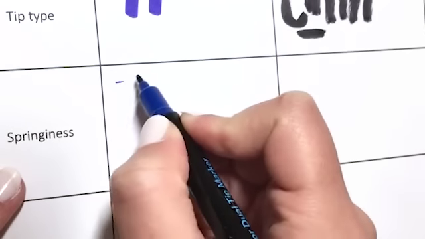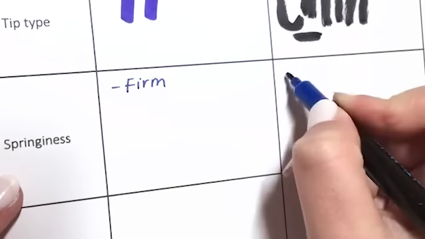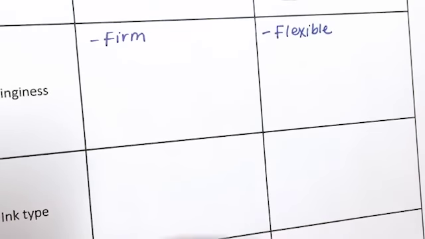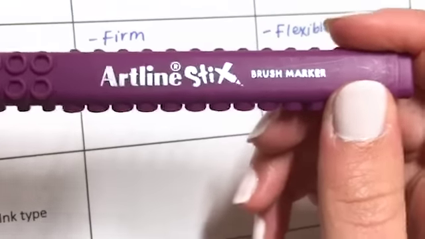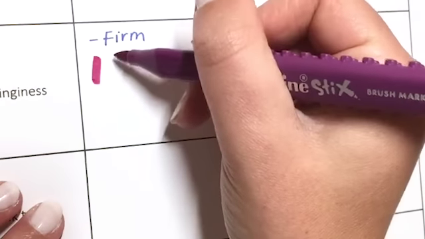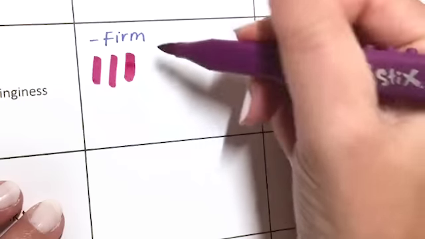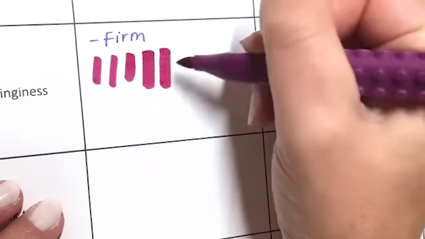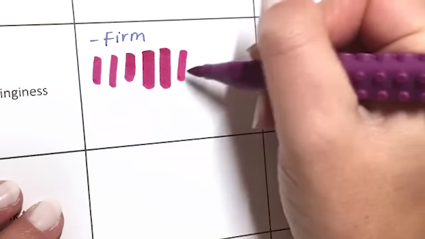Alright, the next category is springiness or flexibility. Okay, and on the one end is firm, and the other end of the spectrum is flexible. So firm tipped pens are much stiffer, and the example I'm going to show you for this is the Artline Sticks brush marker. Okay, so if I'm going to apply pressure with this pen, I have to push down pretty hard. I'm really pushing down on it. You can maybe hear that noise it's making in order to get this really thick line here. So if I'm just pushing down a little bit, then it's not quite as thick.